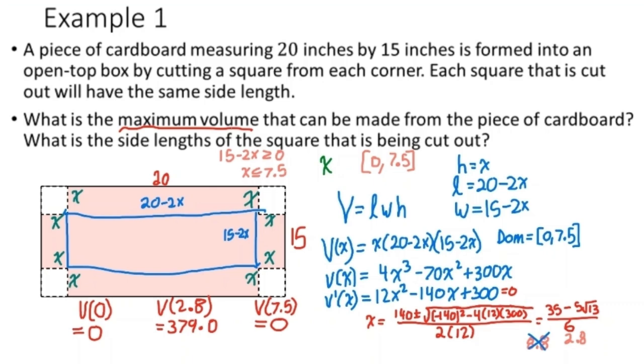Now we can answer our two questions. What is the maximum volume of our box? That'll be 379 cubic inches. As for what the side lengths of the square we're cutting out will be, that would be 2.8 inches.